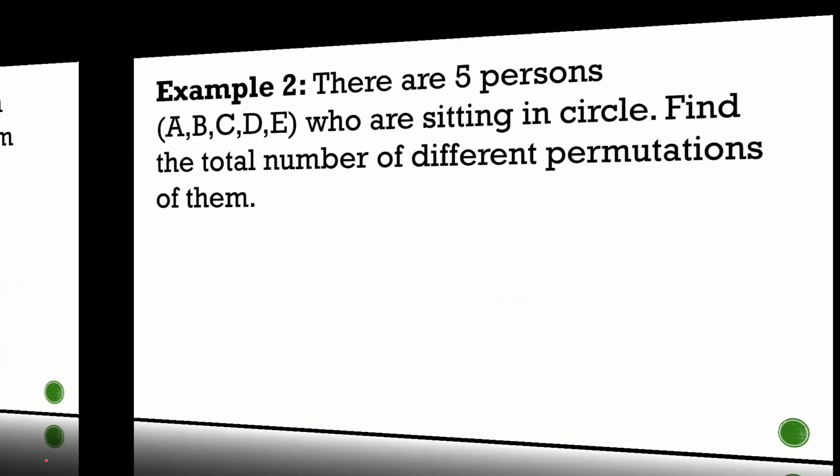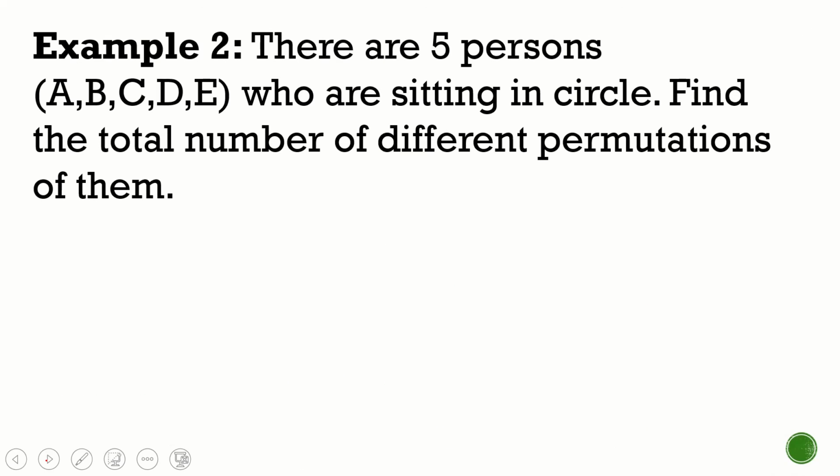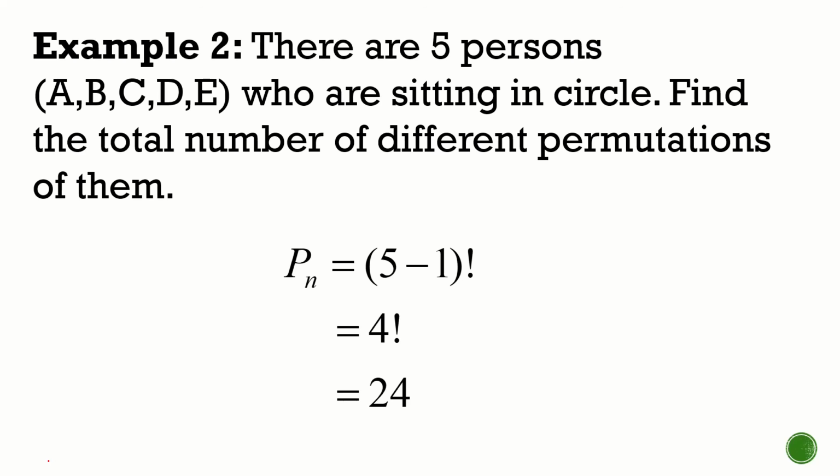Okay, let's go to the next one. There are 5 persons named A, B, C, D, and E who are sitting in a circle. Find the total number of different permutations of them. There's no condition here whatsoever. It's just 5 minus 1 factorial, which is 4 factorial. That means 4 times 3 times 2 times 1, which is equal to 24.